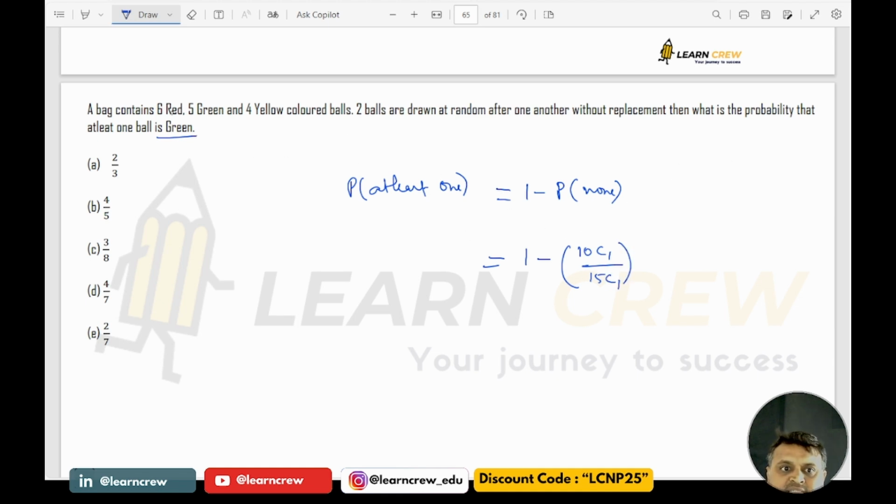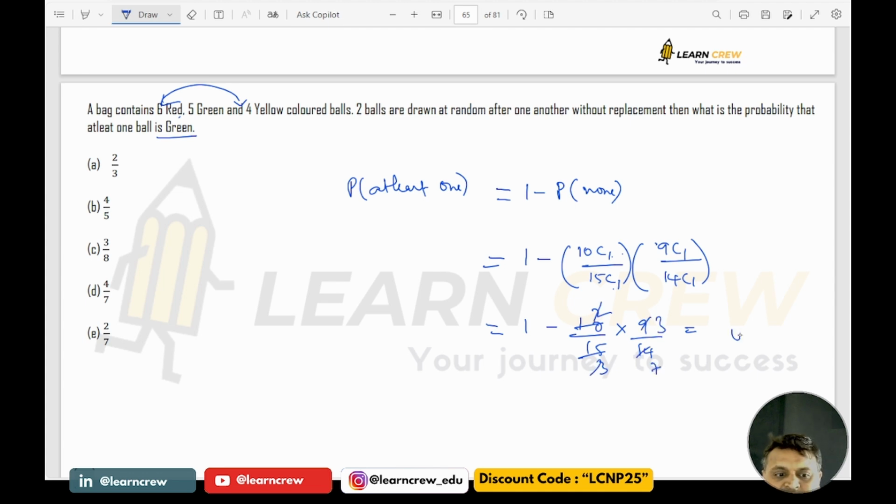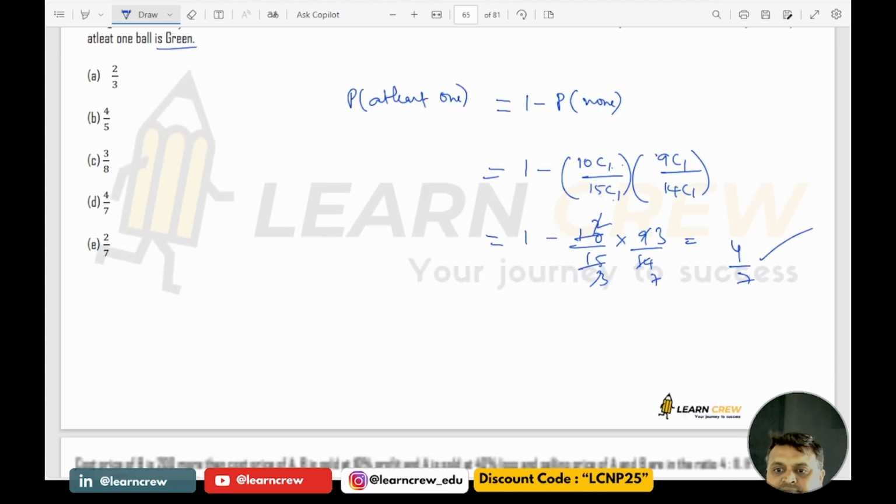None is green means it has to be from these two, red and yellow, right? And the ball is not replaced. So you have already one taken, from 9 you have to take one more, already one is taken, 14C1. So you can say it is 1 minus 10 by 15 into 9 by 14. What is the value? 5 2s are, 5 3s are, 2 7s are, 3 3s are. 1 minus 3 by 7. So 4 by 7 is the answer.